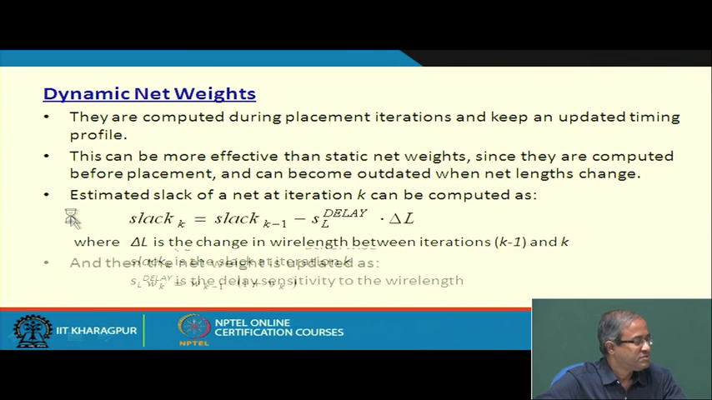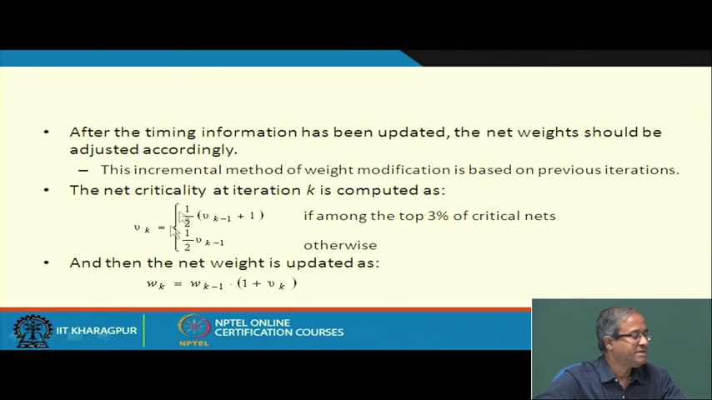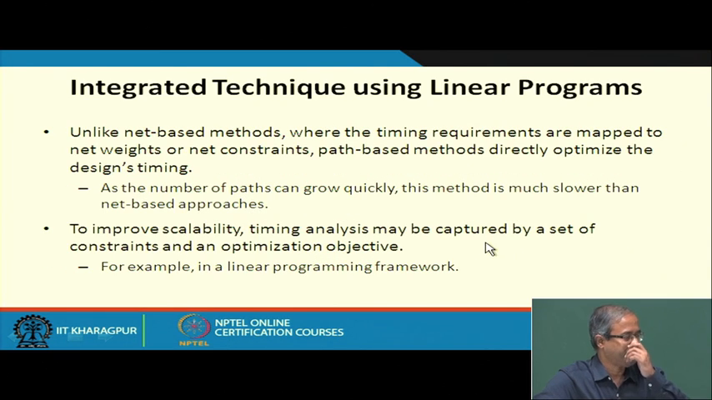So, once you have calculated the slack, then there are ways to calculate Wk. Some methods have been proposed that you select or classify some of the top critical nets. So, if it is among the top ones, you assign a variable Vk like this. Otherwise, you assign a lower value, and once you calculate Vk, you can calculate the net weight as the previous iteration net weight multiplied by 1 plus Vk. You just incrementally update it. Okay. So, these are some of the methods which have been used.